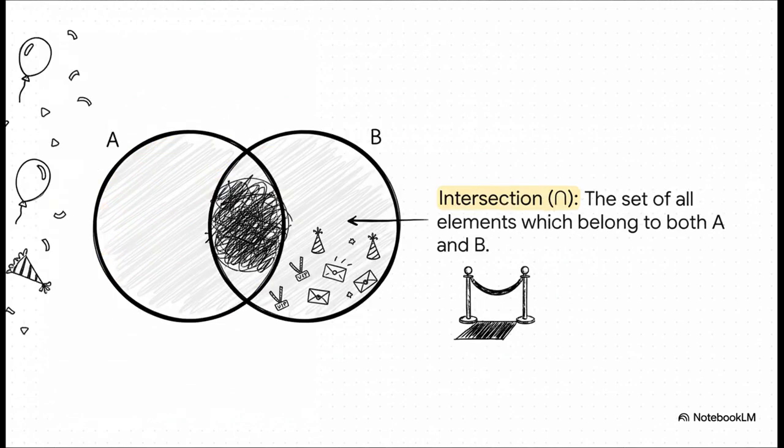Next, we have intersection. Now, if union was a big party, intersection is more like a small exclusive club. To get in, you have to be a member of set A and a member of set B. It includes only the elements that are common to both. It's just that little overlapping part you see in the diagram.